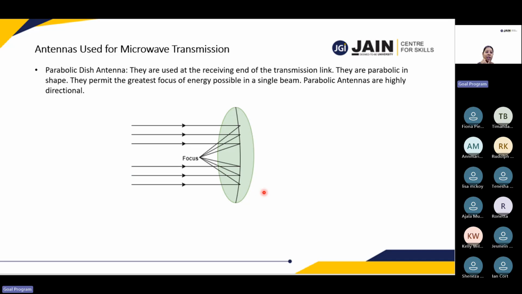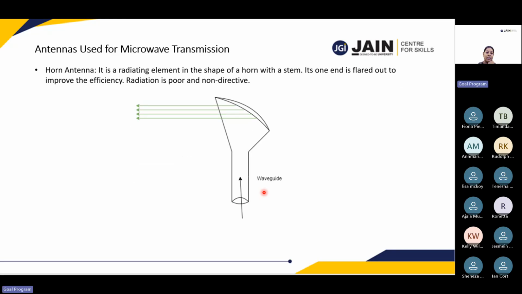That is why it is called a parabolic dish antenna. They permit the greatest focus of energy possible in a single beam. So parabolic antennas are highly directional. Okay, horn antenna. You can see this is like a kind of horn.